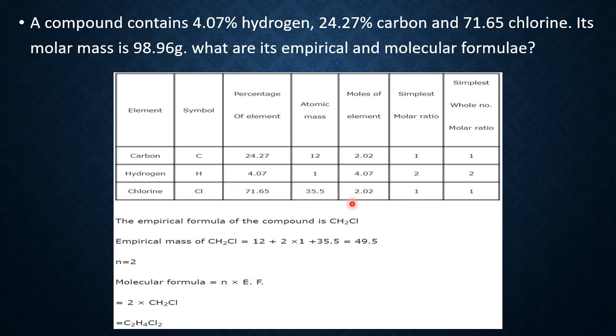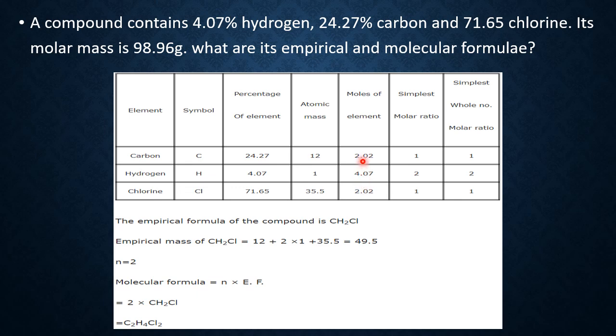They are not in the whole number, they are in the fraction. So to make it the simplest form, we have to divide all these numbers by the least number out of these three. With that least number, you have to divide. Here the least number is 2.02. So divide this answer by 2.02. That means 2.02 by 2.02, 4.07 by 2.02, 2.02 by 2.02. Why? Because to get the whole number, atoms fully participate. We have studied in the laws of chemical combination.